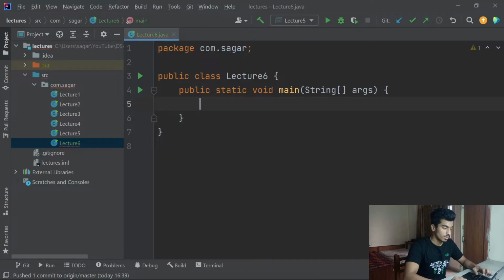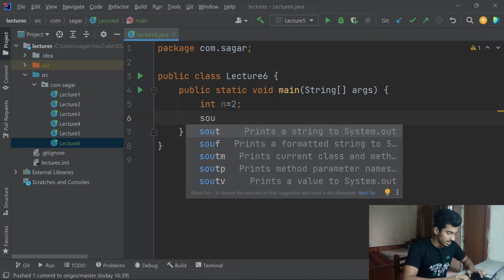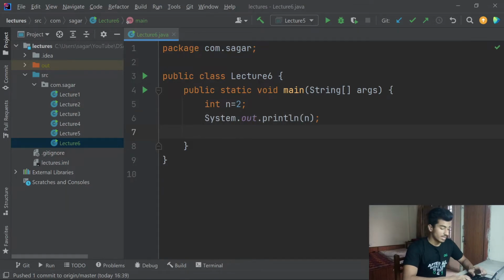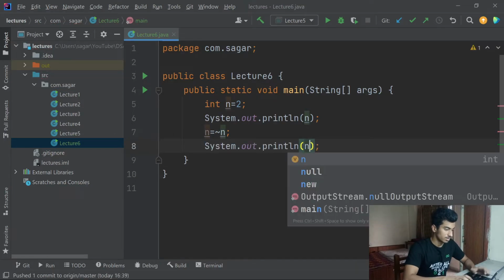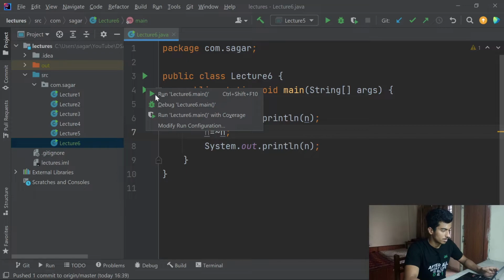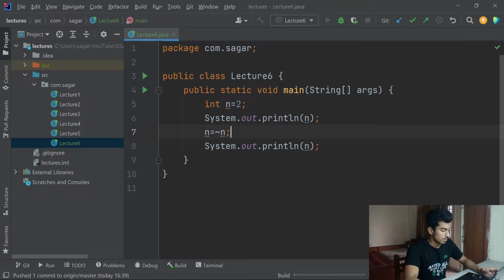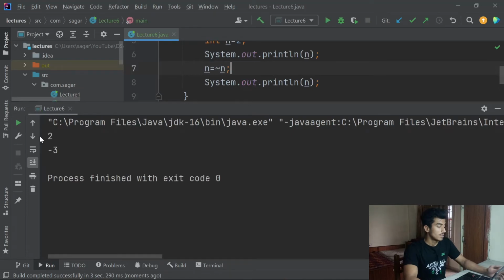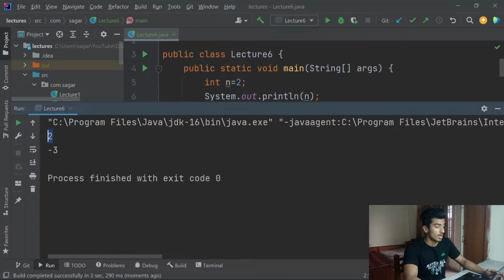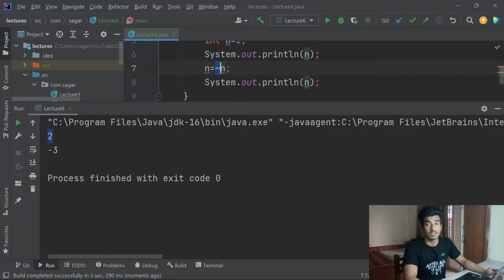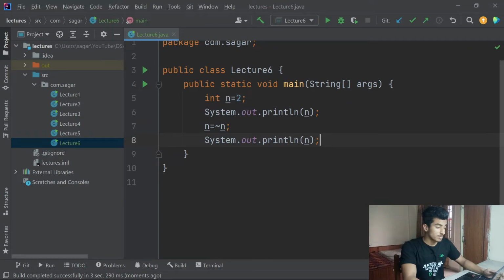Let us see some practical thing. Suppose I have n equals 2. First I will print my n, and then use this bitwise NOT and again print it out. As you can see, first my n is 2, and after using this bitwise NOT, it will reverse all my bits as well as my last bit, and when the last bit is set, the number will become negative. As you can see here, -3. So this was the bitwise NOT operator.